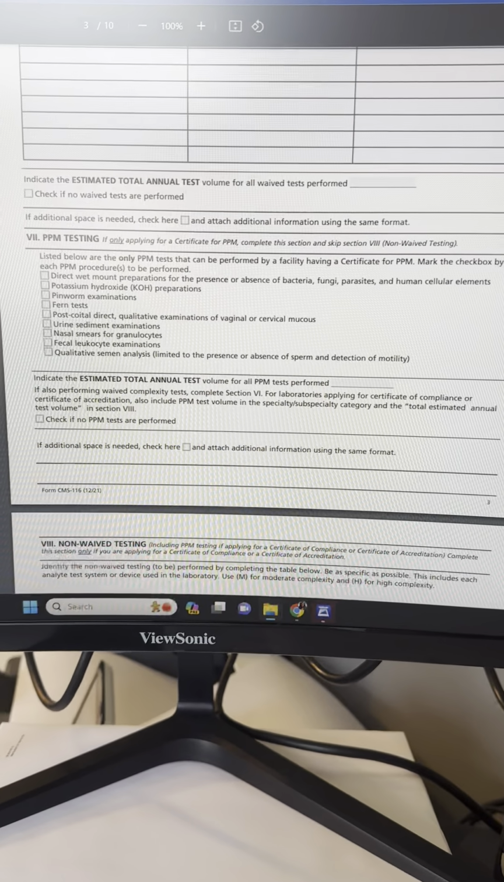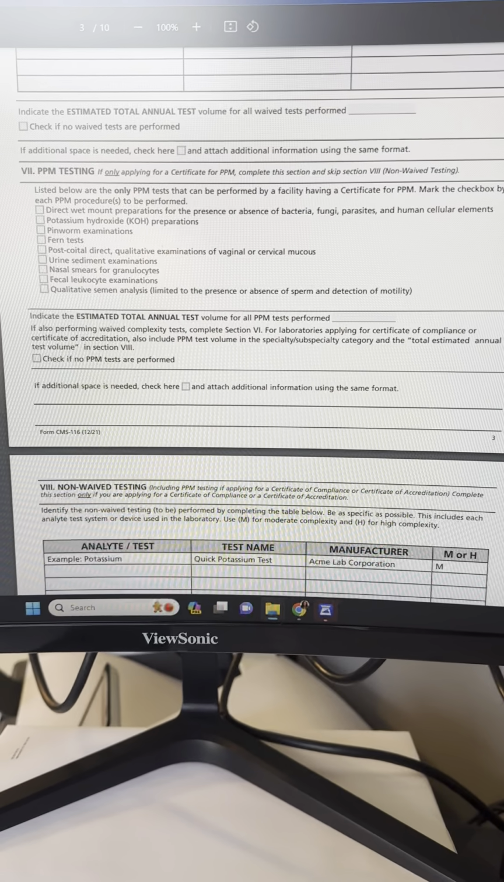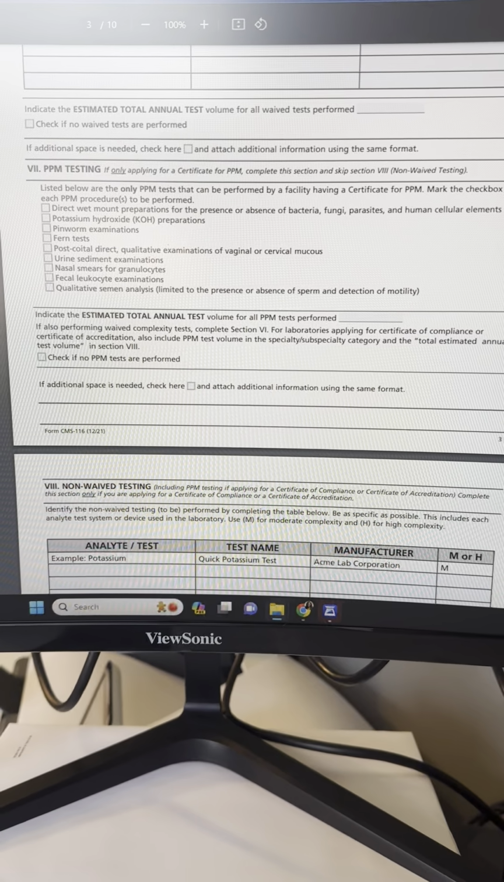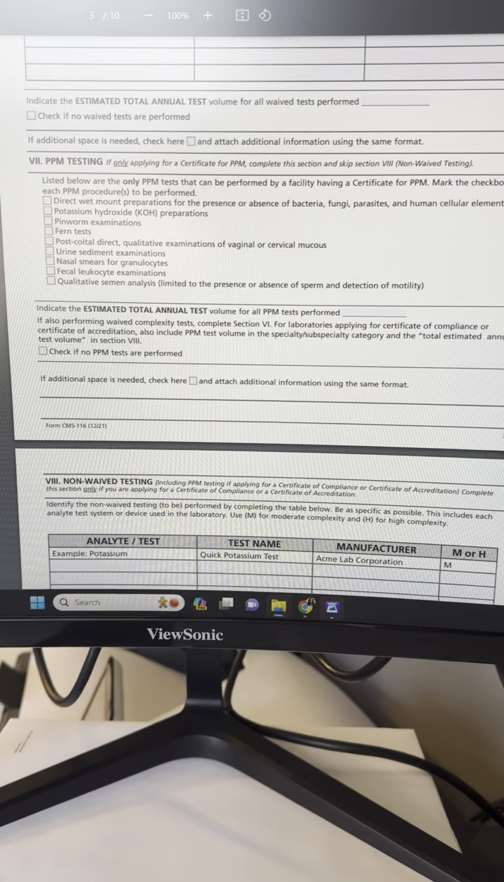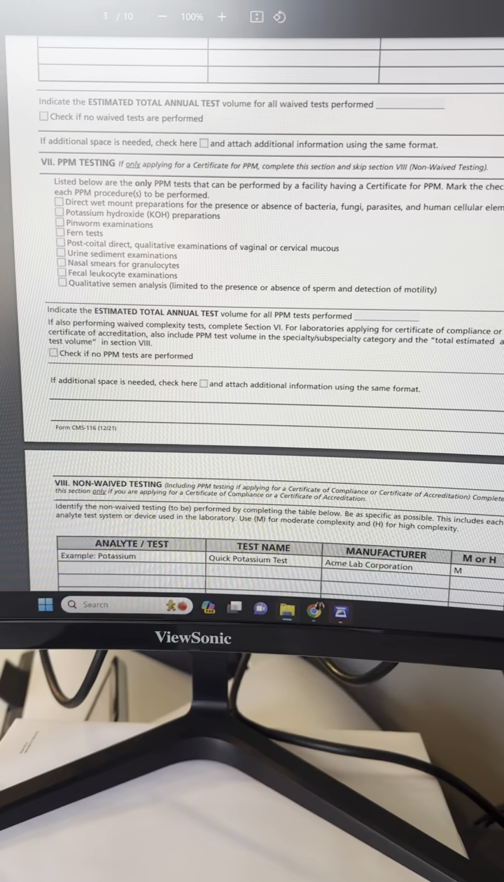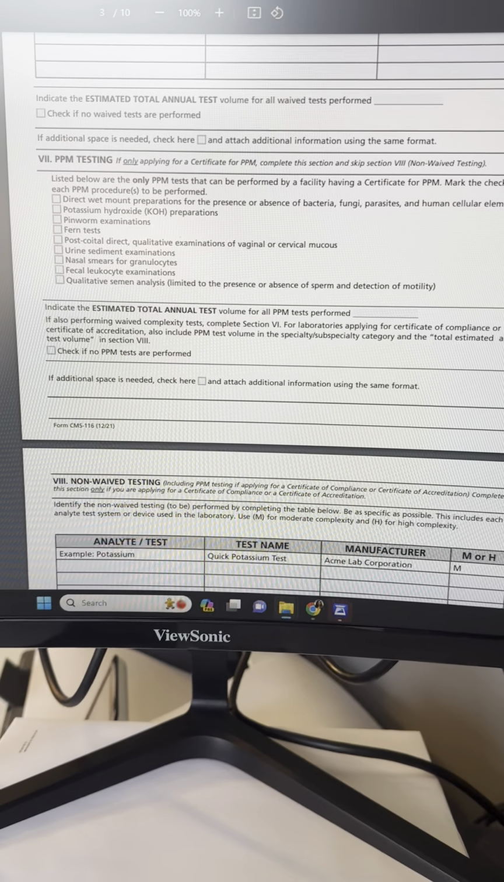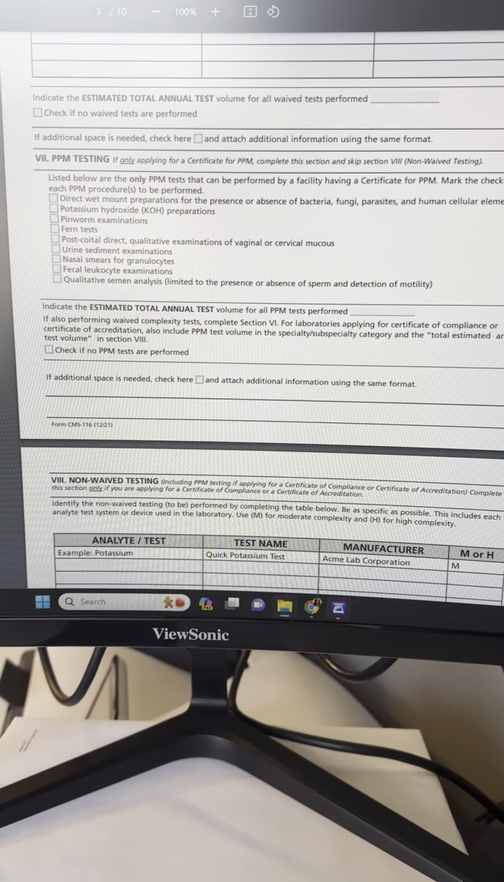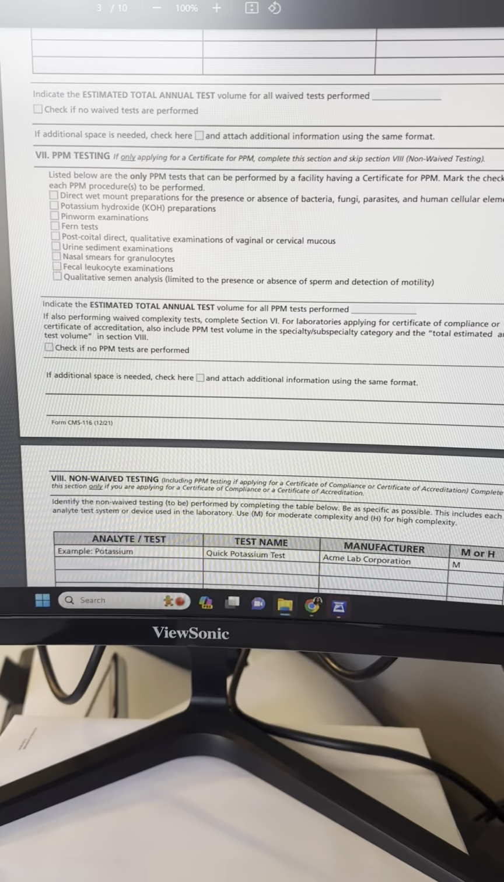Now underneath there, it says estimated total annual tests. What is your volume? What do you think? 100, 200, 300. Put a number in there.